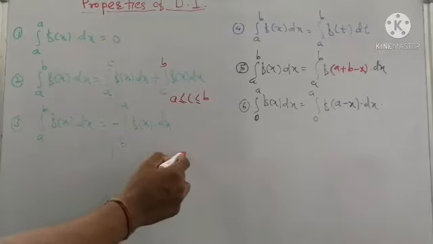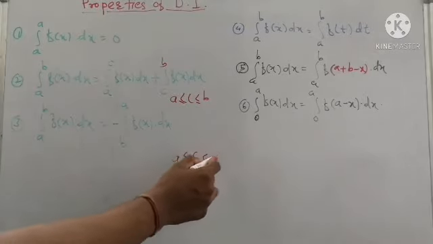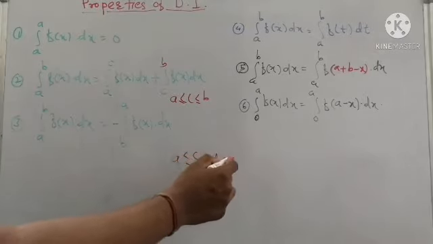Similarly, if a is less than c, less than d, less than b, then the interval ab can be divided into the intervals from a to c plus c to d plus d to b. So this is again a simple property. And the last property is an interesting one which we use frequently.